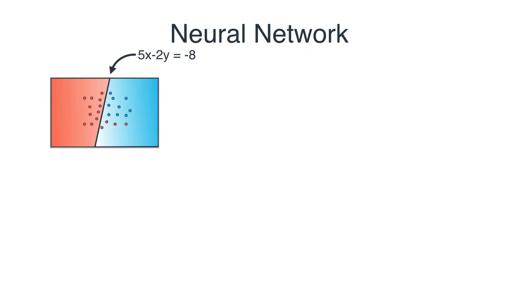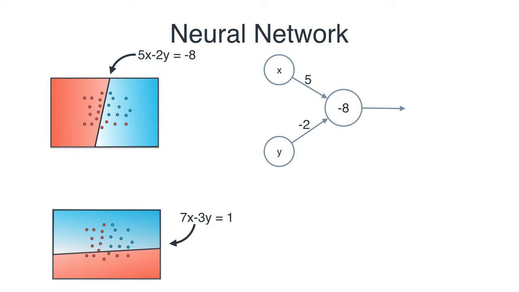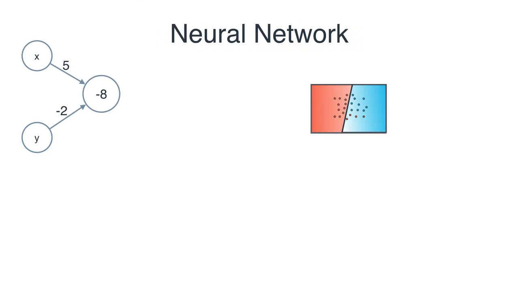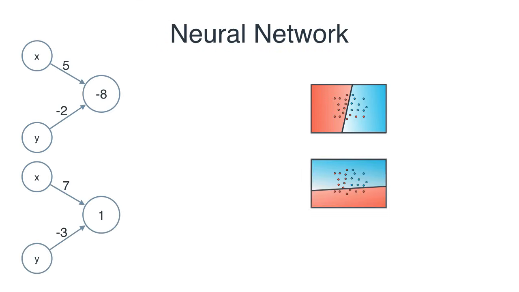Here I have my one area, where the equation of the line is, for example, 5x minus 2y equals minus 8. I encode this as this neuron in the way I showed you before. Then I have my second area, where the equation of the line is 7x minus 3y equals 1, and I encode that as this neuron. So let me draw them here again.